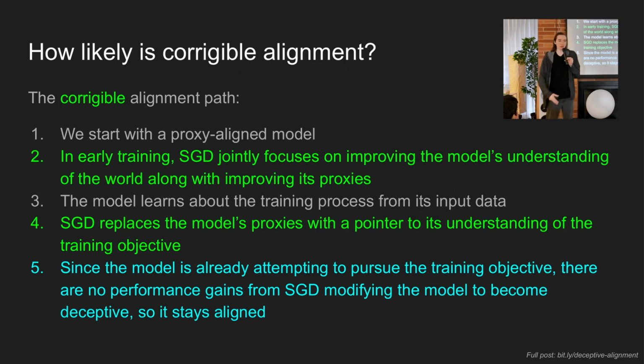Okay, and then again, once we reach this point, we're at a similar sort of equilibrium as previously. There's no additional reason to change the model in any direction because it fully understands what we want and is doing the right thing in training in every case. Okay, great. So this is another path.